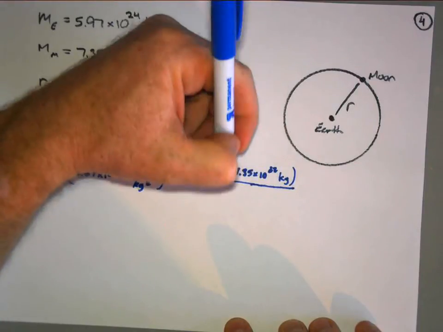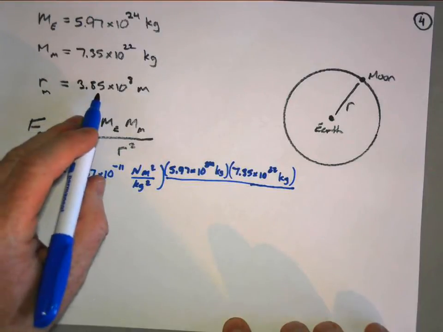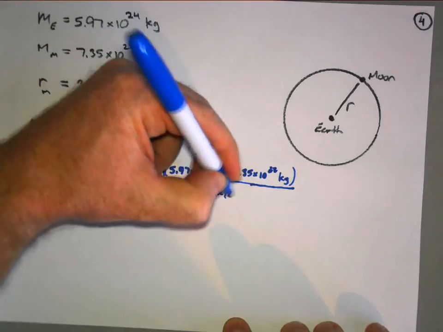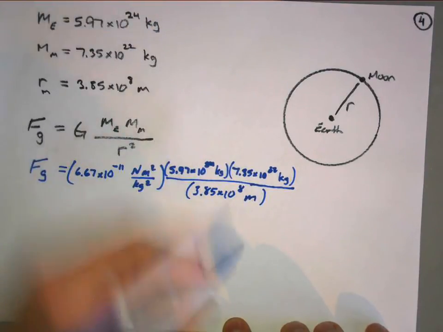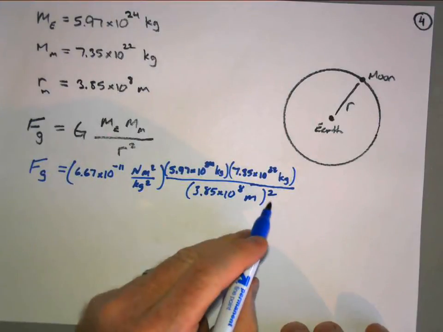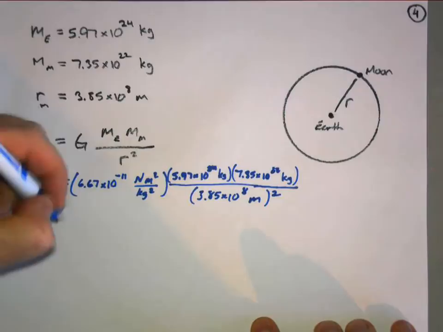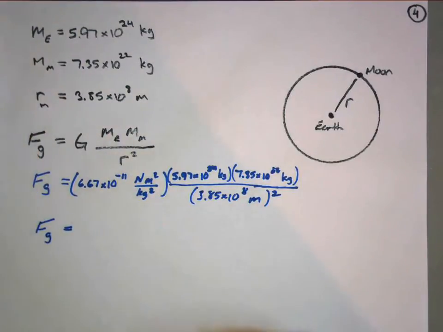Extend that line. And the radius, the orbital radius of the moon, is 3.85 times 10 to the 8. This is in meters, and I want that in meters exactly. And that is squared. Again, keep track of your exponents. So, plug in numbers into the calculator.